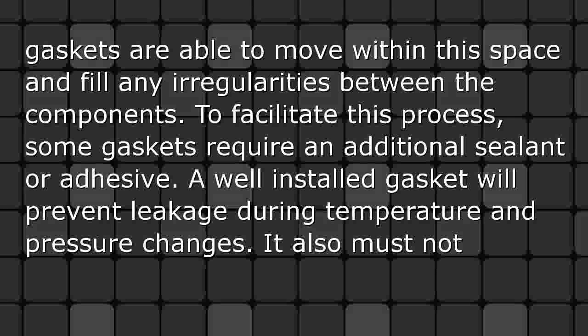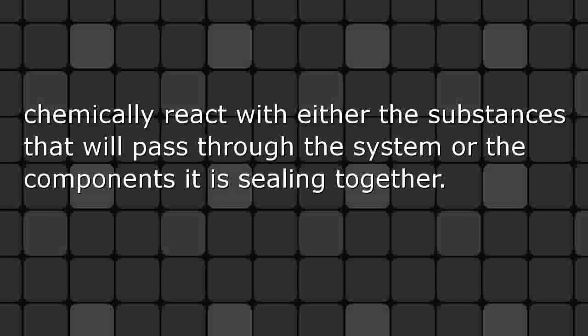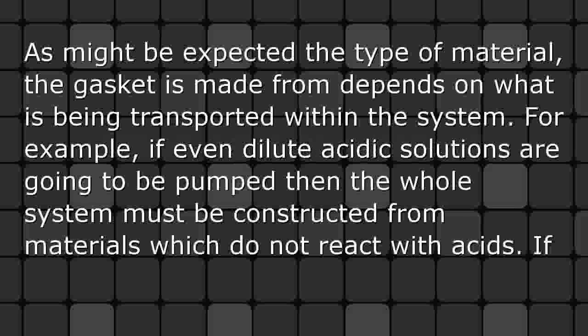To facilitate this process, some gaskets require an additional sealant or adhesive. A well-installed gasket will prevent leakage during temperature and pressure changes. It also must not chemically react with either the substances that will pass through the system or the components it is sealing together. What are gaskets made from?